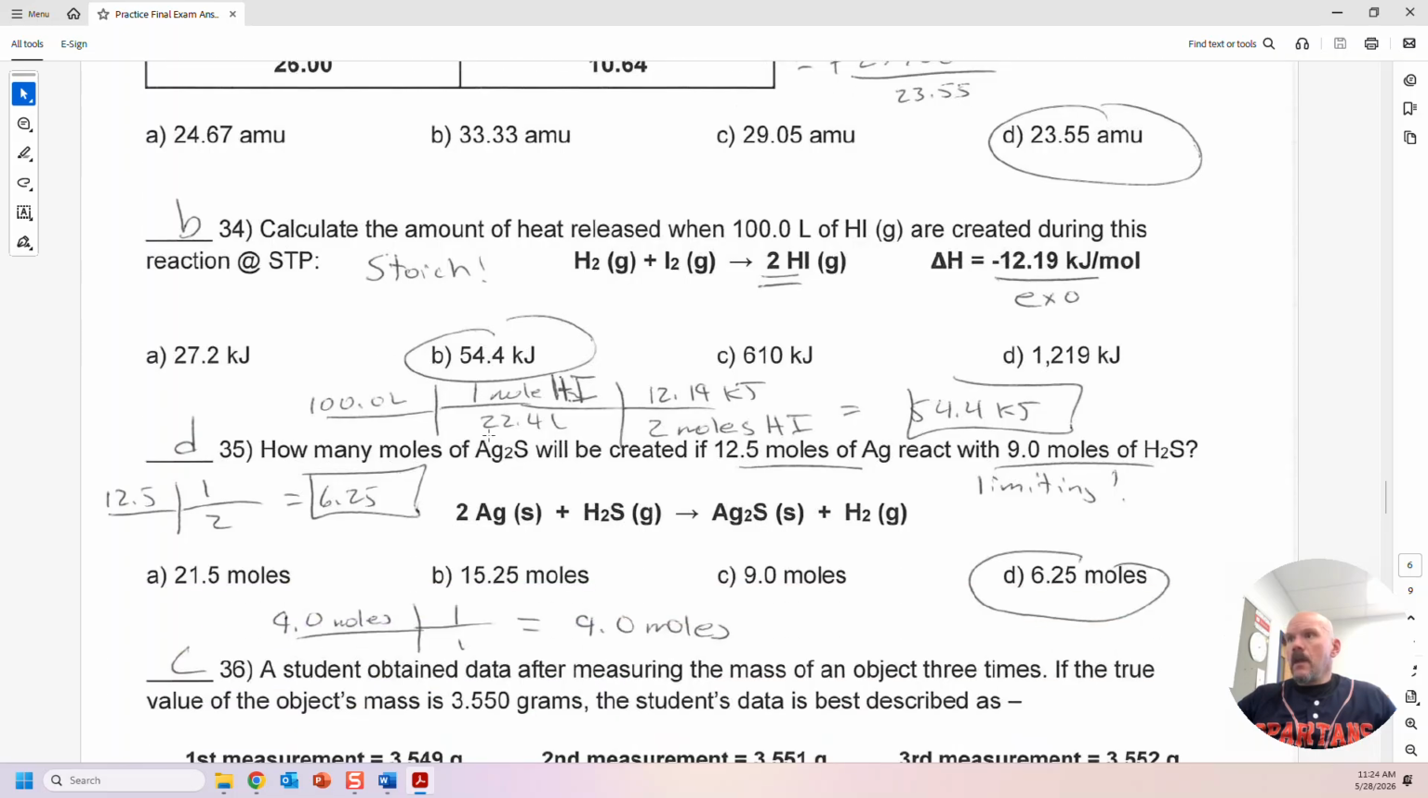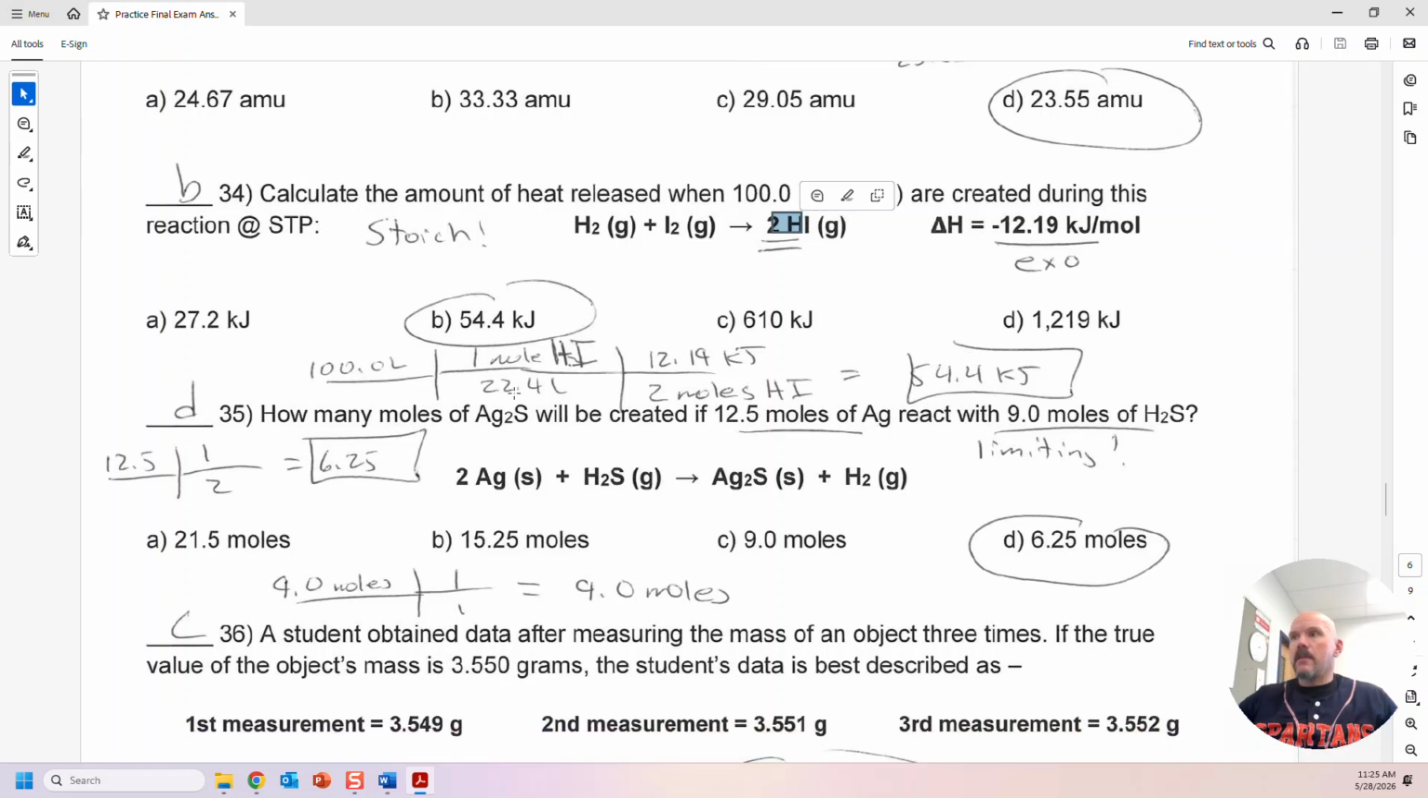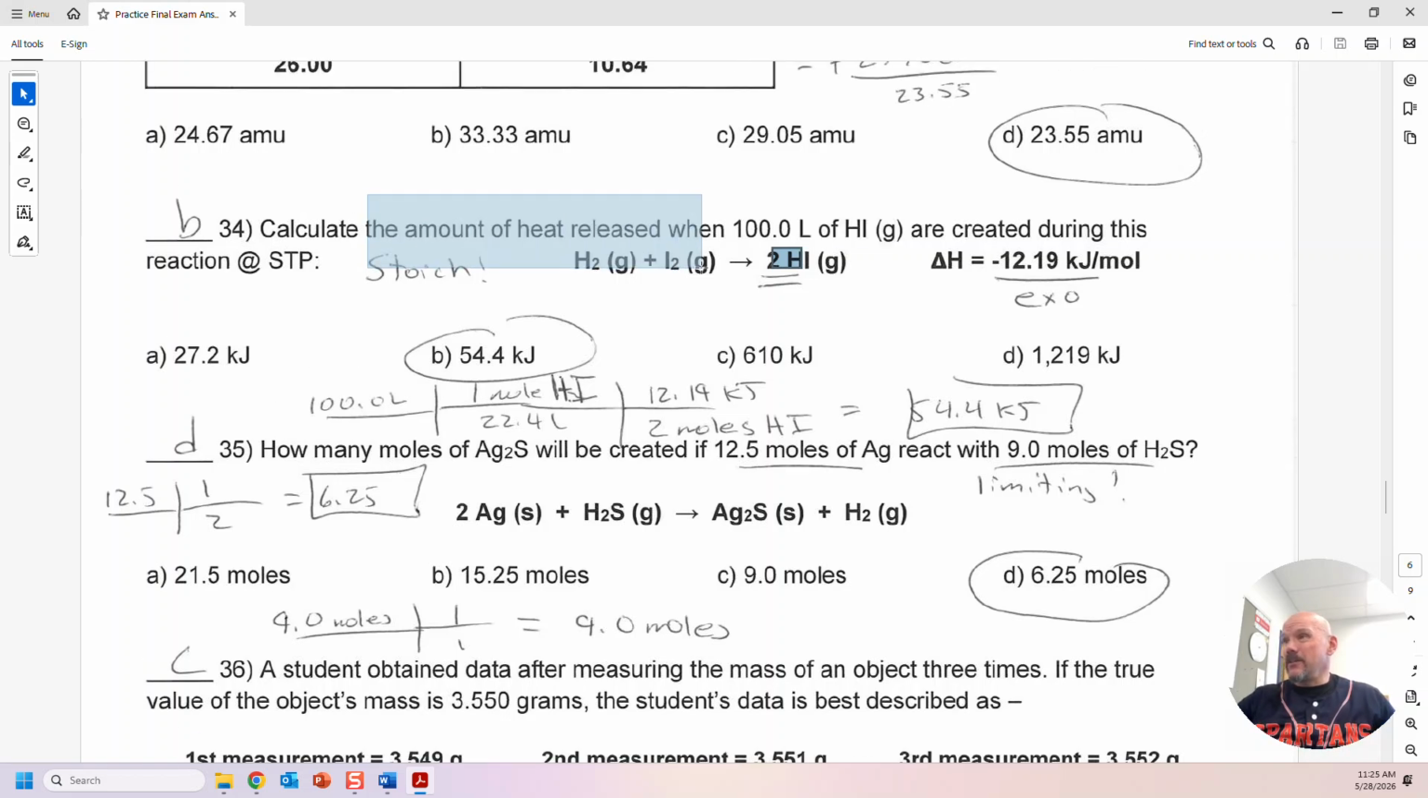So setting it up. All right, here's the setup. Sorry for my bad handwriting. We take our 100 liters, divide by 22.4. That cancels out liters and gives us moles of HI. And then again, according to the balanced equation, it's this many kilojoules for every 2 moles of HI. So don't forget to divide by 2. And it comes out to be 54.4 kilojoules when we do our math. And again, if this said, what's the energy change, then we would need the negative sign.